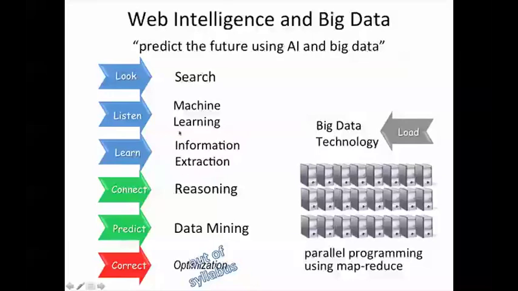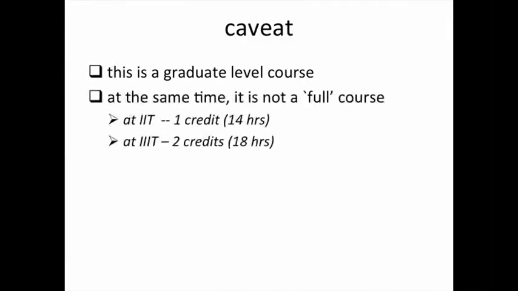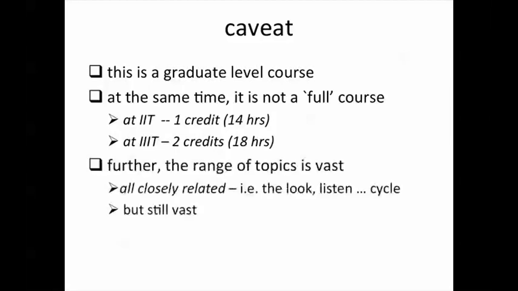Now, this is a fairly vast material to cover, so there's a caveat here. There's a vast amount of material to cover. This is a graduate level course. At the same time, it's not a full course. At IIT, it's a 1 credit course, and at Triple IT, it's a 2 credit course, and there'll be some extra work for the Triple IT students. And as I just mentioned, the range of topics is vast. While they are all closely related, that is the look, listen cycle, but it's still vast.